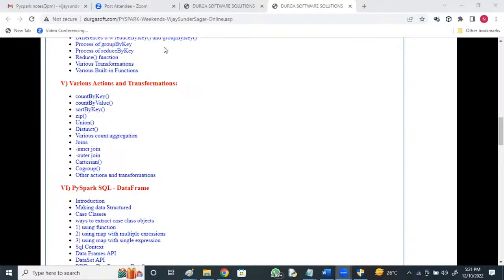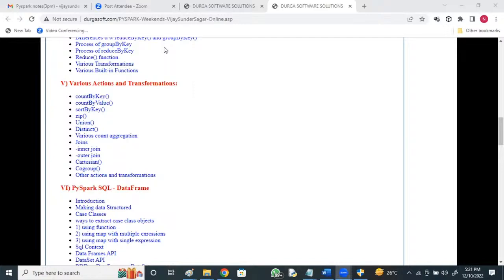It's not on a daily basis, it's a weekend batch. It will be on Saturdays and Sundays. Saturday 2 hours, Sunday 2 hours, 4 hours, but later I'll be increasing to 2.5 hours each, so you get 5 hours per week. If you go for regular Monday to Friday, it will be 5 hours, but here it's Saturday 2.5 hours and Sunday also 2.5 hours.